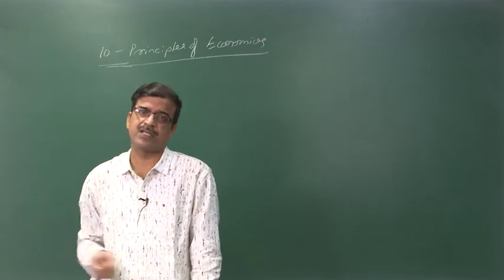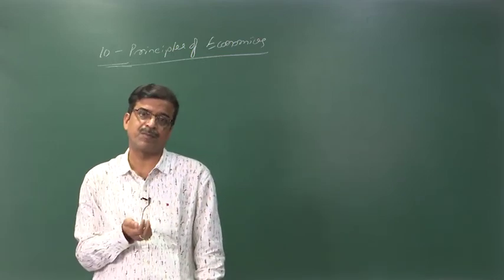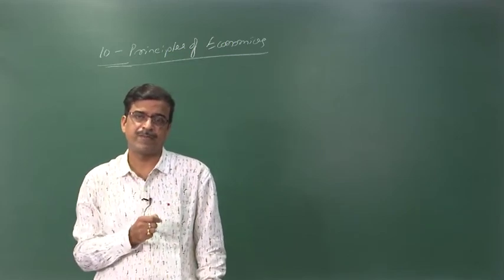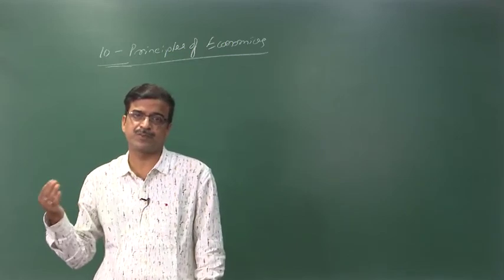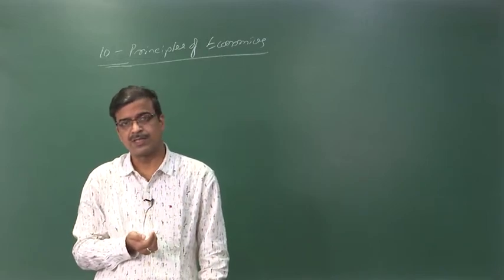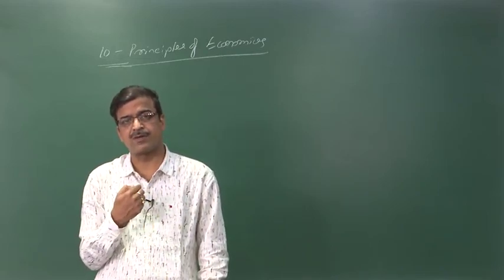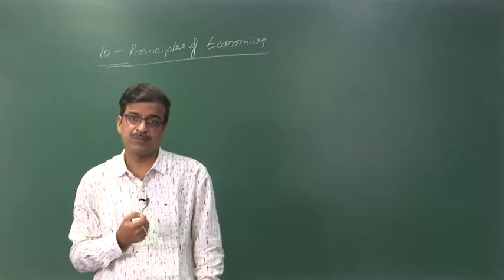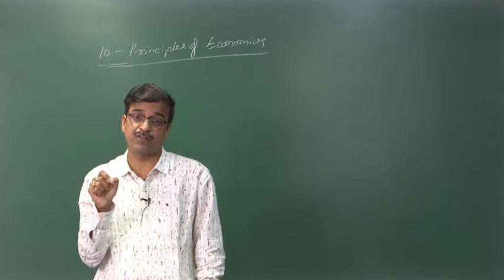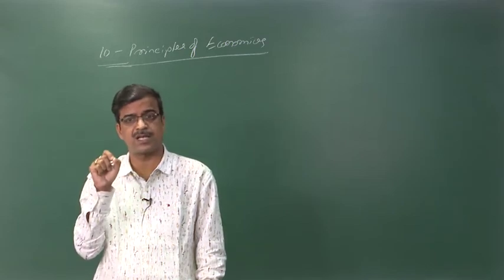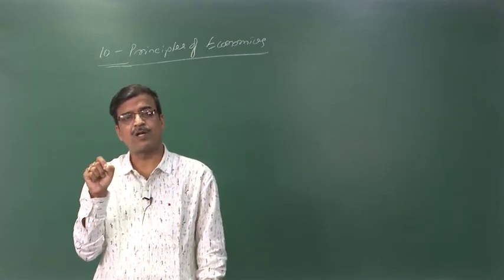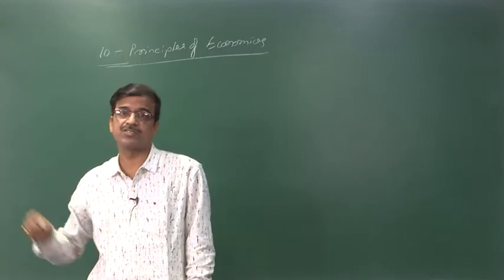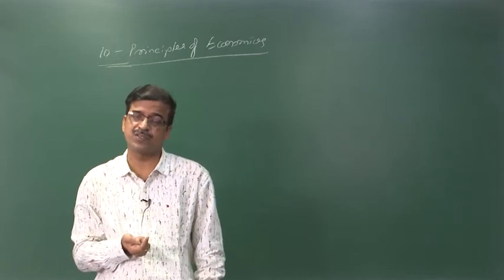As I cited in the example, suppose the price of Golgappa is 1 rupee per unit, and with 10 rupees you purchase 10 units. If the price falls from 1 rupee to 50 paisa, you are going to spend the same 10 rupees, but you can purchase 20 units instead of 10 units.